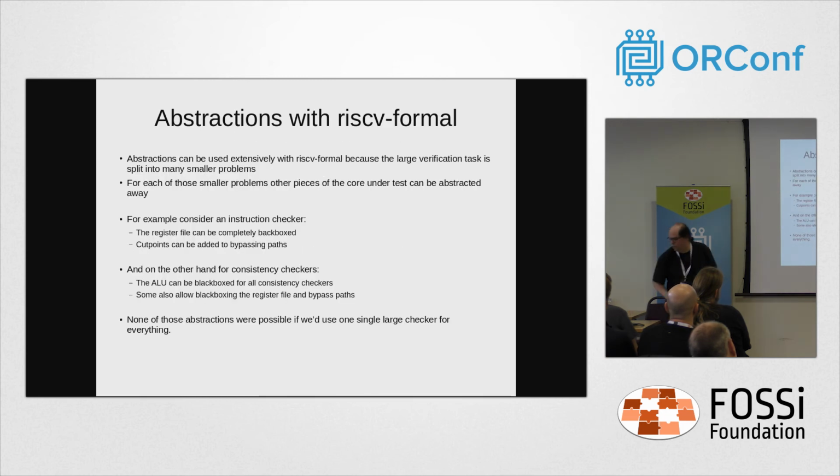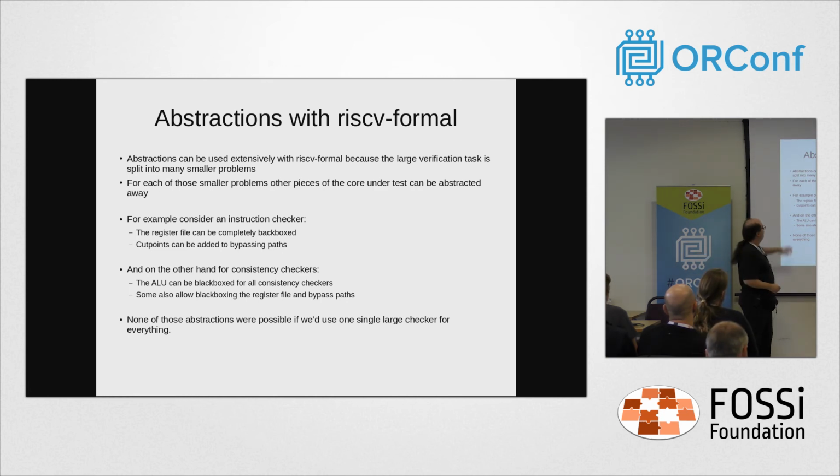So within riscv-formal, abstractions can be used a lot, because I have all these small individual checks. So when you consider, for example, the instruction checker, it only looks at the very, very last instruction and the value that was read from the register file and the value it will write to the register file. It doesn't check if the value we have read from the register file makes any sense in the context of the instructions that were retired before that. So with an instruction checker, I can just completely black box the entire register file. And that will hopefully make the proof a little bit easier. And I can also add cut points for all the bypassing paths I have in my design.